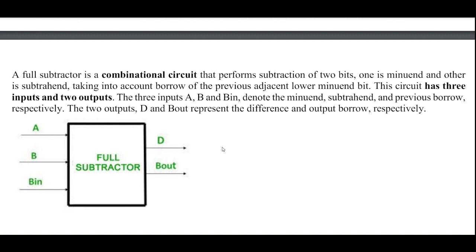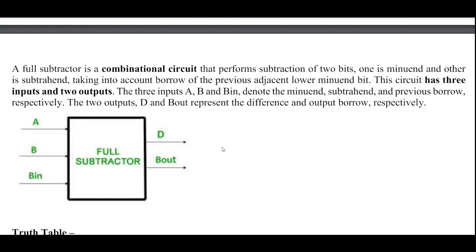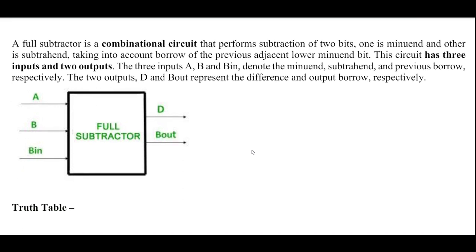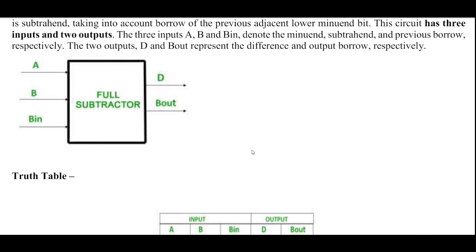One is a minuend and the other is a subtrahend. Taking into account the borrow of the previous adjacent lower minuend bit, this circuit has three inputs and two outputs. So as I said, two inputs will be A and B, the ordinary inputs. Then the third input will be the borrow of the previous adjacent lower minuend bit. Hence we have three inputs, A, B and B in, and two outputs. You know what the two outputs are: the difference and the borrow, B out.